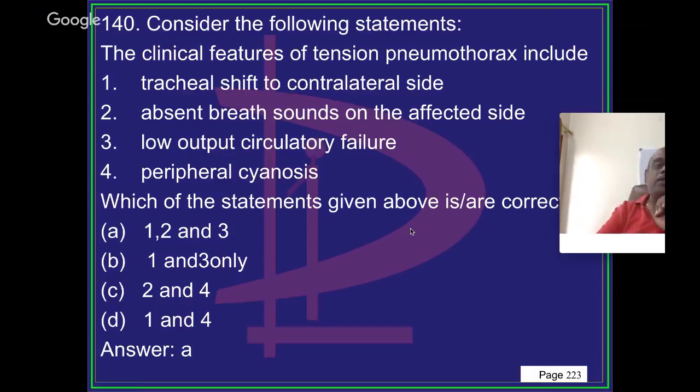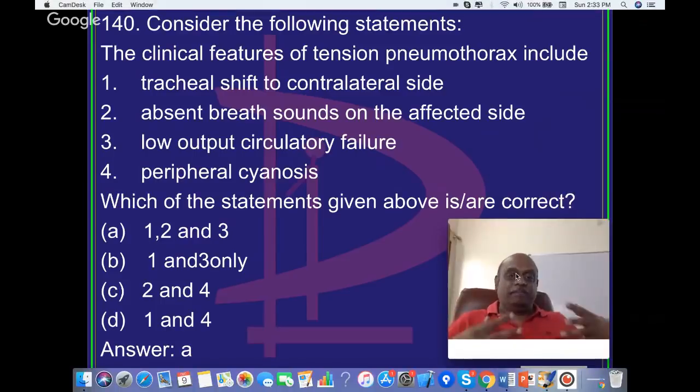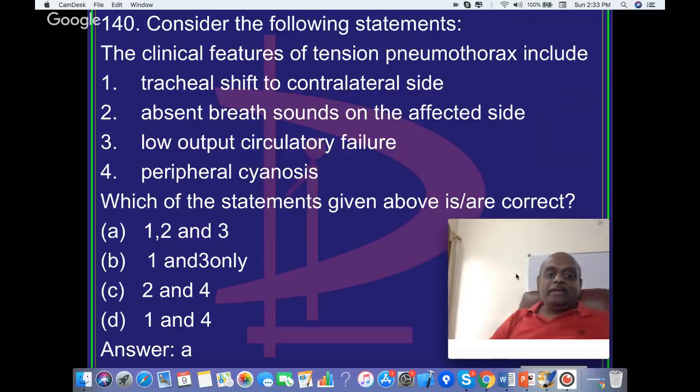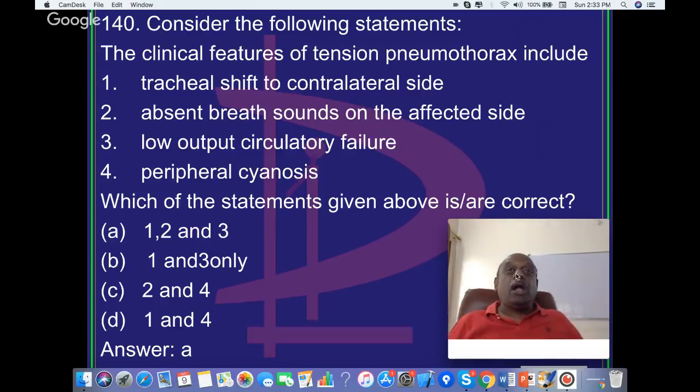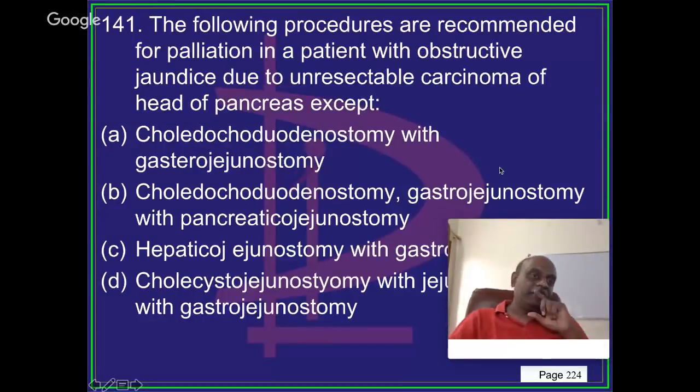Tension pneumothorax, as all of you know, has a tracheal shift to the contralateral side and absent breath sounds on the side of the pneumothorax. Obviously, that will have a tamponading effect on the heart, and that is the reason for the circulatory failure. That covers both statements.